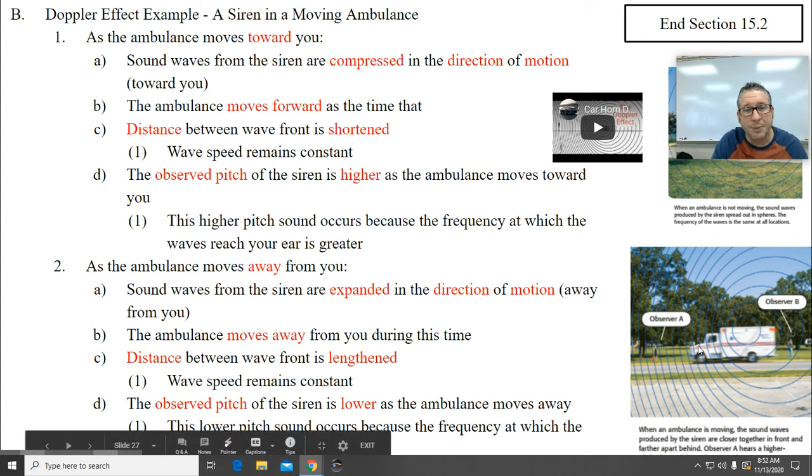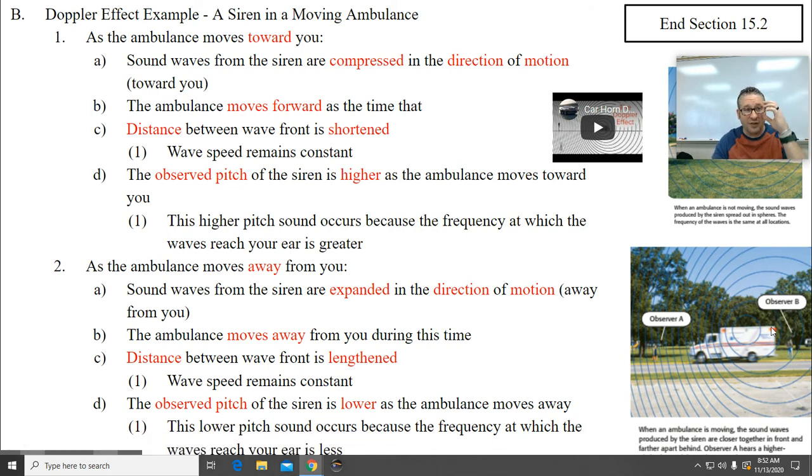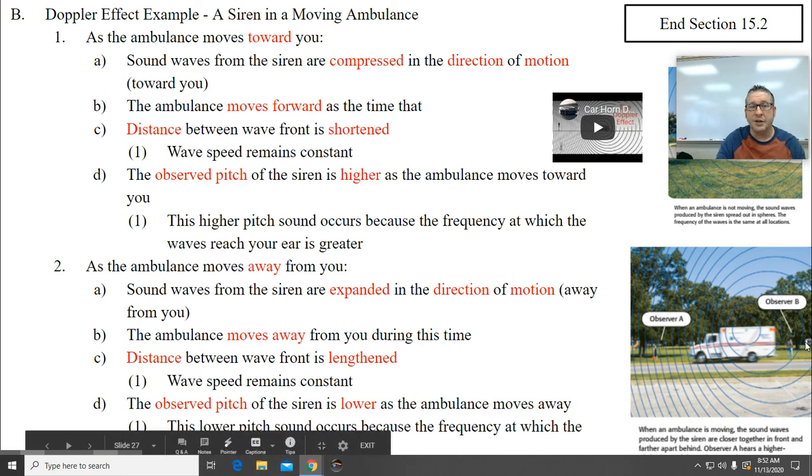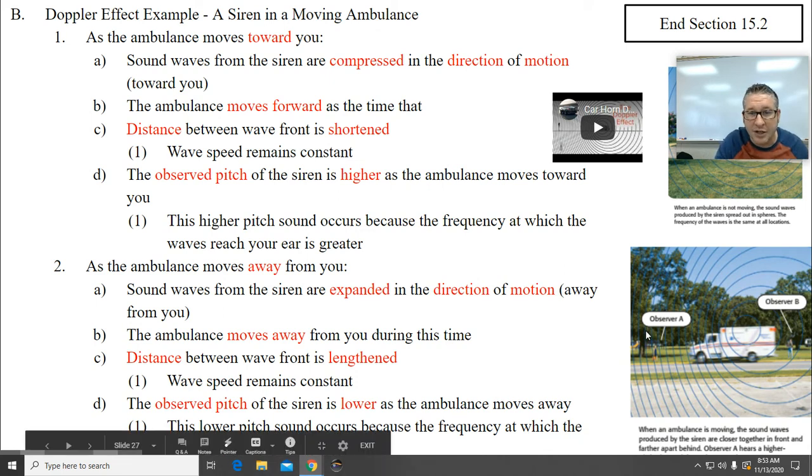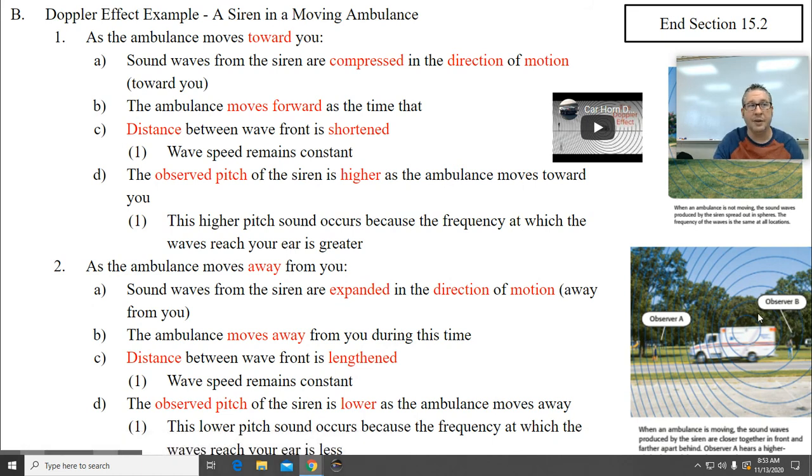But as the ambulance moves away from you, we start to see that the sound waves are expanded in the direction of motion, which is away from us if we're observer A. So the distances between the wave fronts, these blue rings, are going to increase. Therefore, we perceive the siren to be lower than what we initially did. It's all because of the compression of waves and the lengthening of waves as the ambulance moves in relation to your observation.